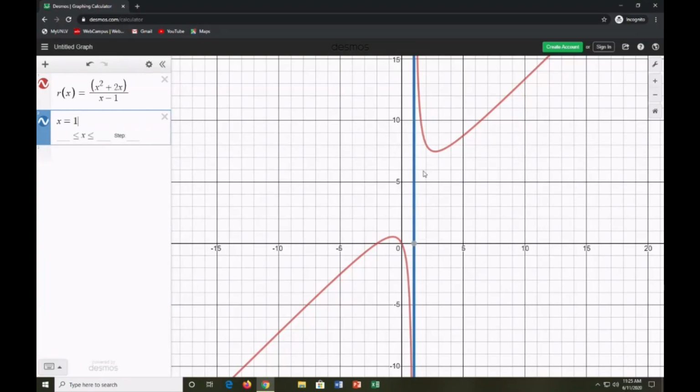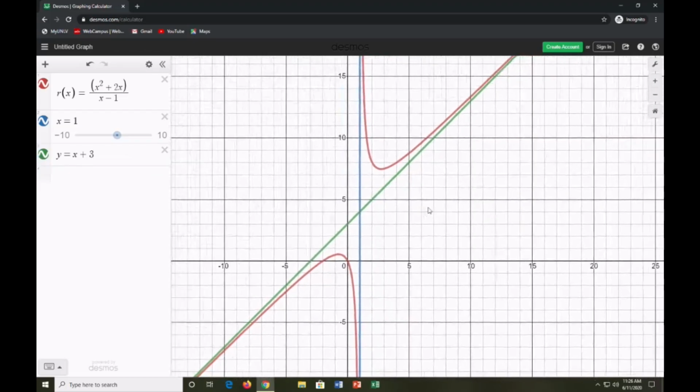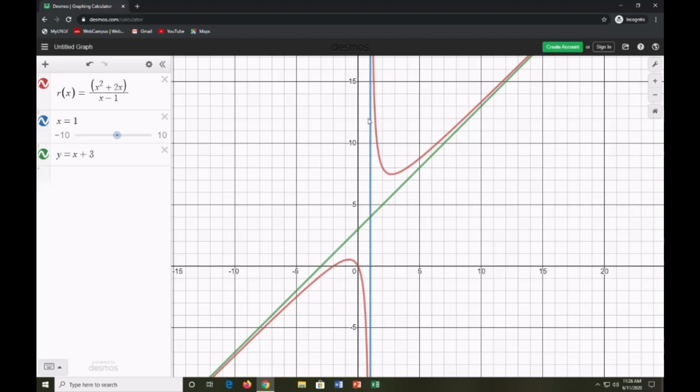You can see that. Then let's plot the slant asymptote, which was, what was it? It was y equals x plus 3, right there, right? You can see things come together, right? Let me bring it to the center. You can see the blue line, which is the vertical asymptote, and the green line, which is the slant asymptote. Of course, there must not be a horizontal asymptote, and we don't see that, right?